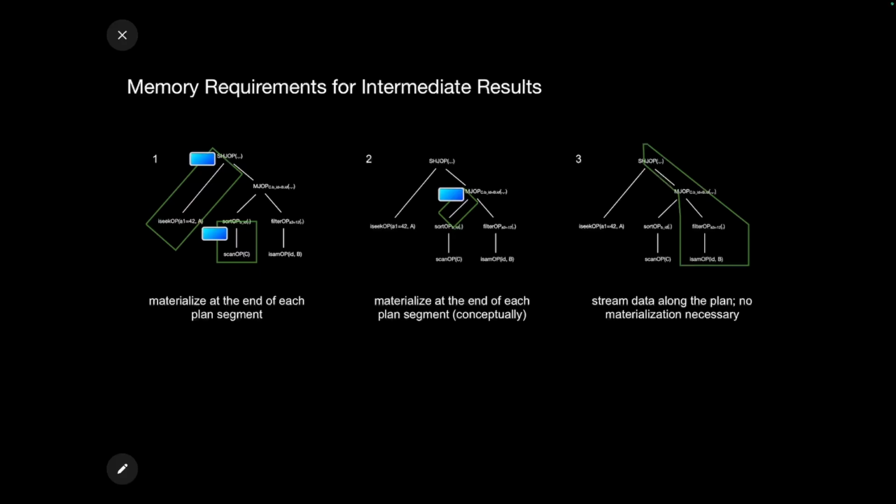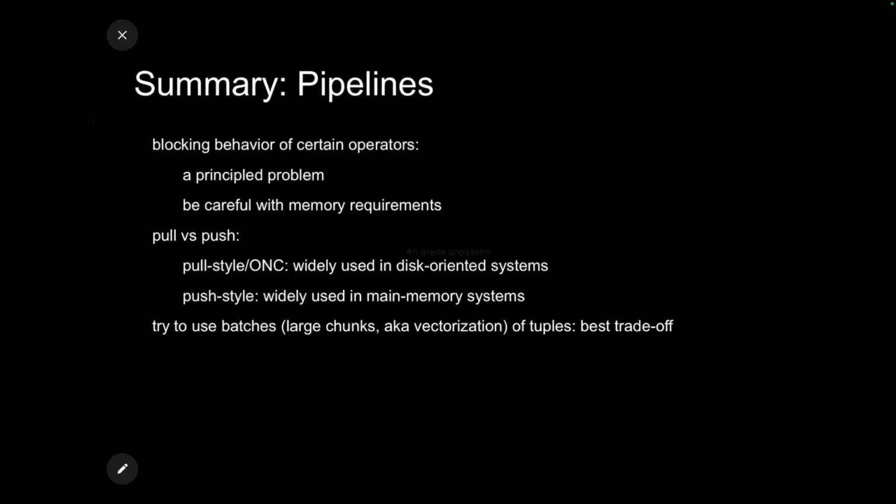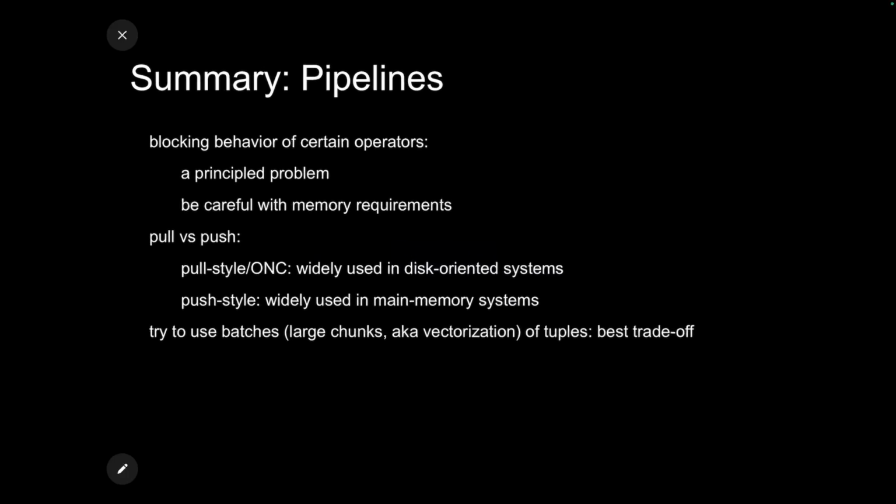I think we talked about memory requirements. So in summary, for pipelines, we have this blocking behavior of certain operators. That's a principal problem. No matter how you implement it, a sort only works if it has seen all the input tuples. Otherwise, you can't make a decision what is the smallest or what's the next smallest element.